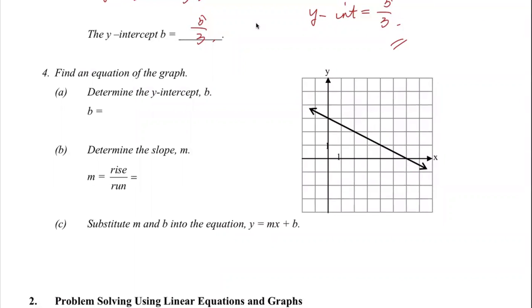Okay, so now let's look at question number 4. Find an equation of the graph. So we've seen different types of questions, right? We have seen questions where we're given two pieces of information of the linear equation, and then we need to find the expression. Or we're given two pieces of information of the linear equation, and we need to draw the graph. This time, question number 4, we need to find the expression based on the graph that's given.